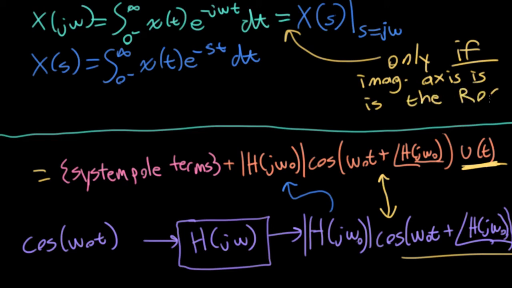Now, many moons ago, when I first introduced unilateral Laplace transforms, I made the claim that one of the reasons I wanted to stick with unilateral Laplace transforms and not deal with bilateral Laplace transforms is that bilateral Laplace transforms were a big pain because they forced us to deal with regions of convergence.